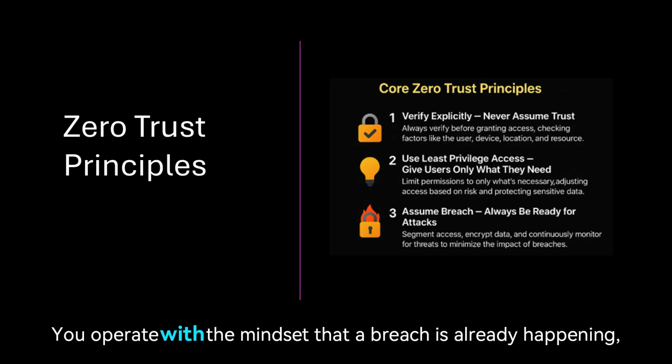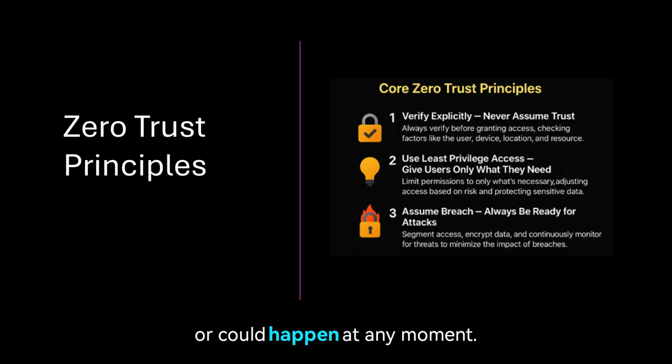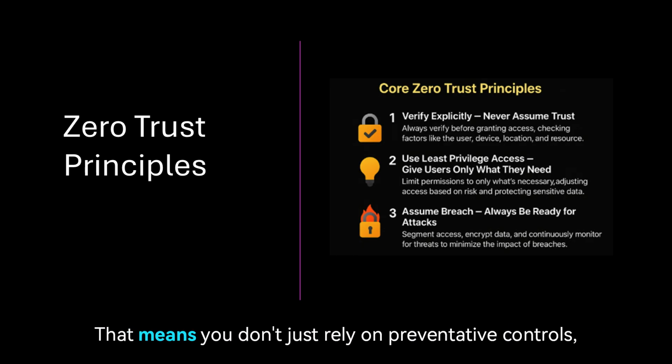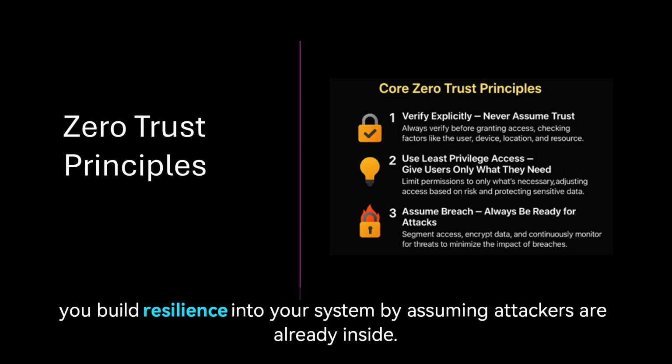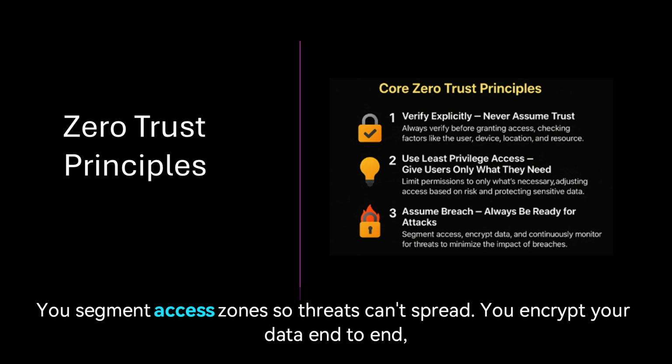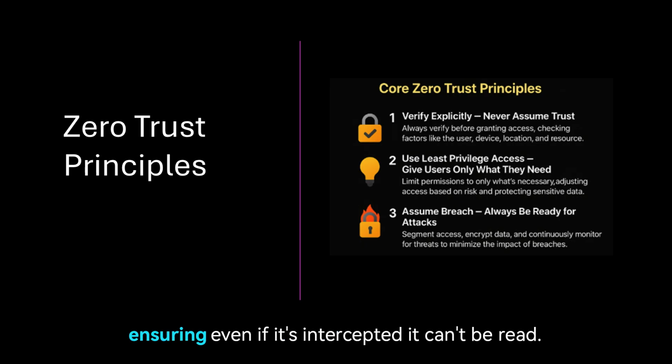You operate with the mindset that a breach is already happening or could happen at any moment. That means you don't just rely on preventative controls. You build resilience into your system by assuming attackers are already inside. You segment access zones so threats can't spread. You encrypt your data end to end, ensuring even if it's intercepted, it can't be read.